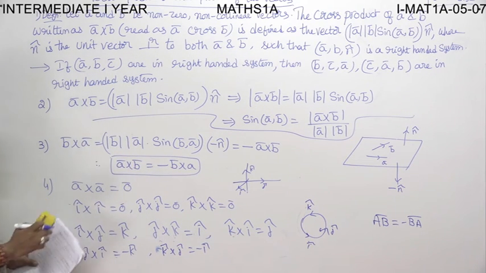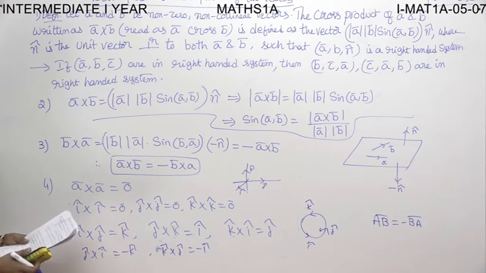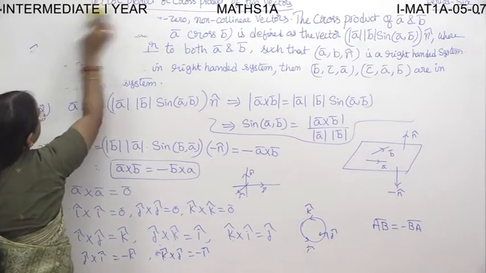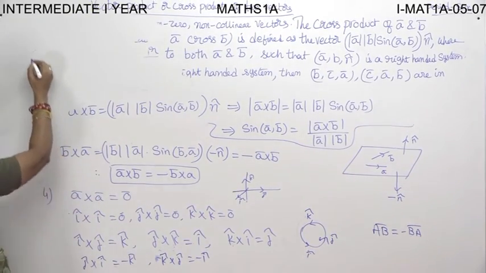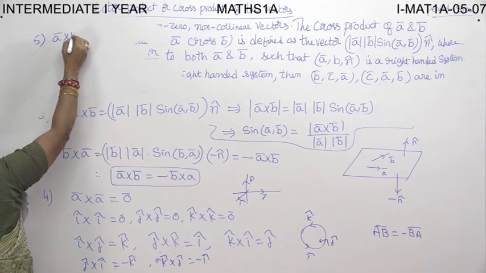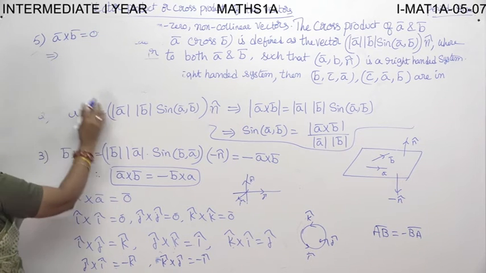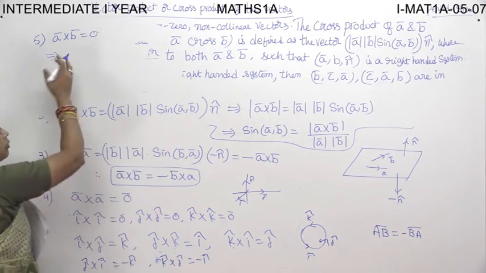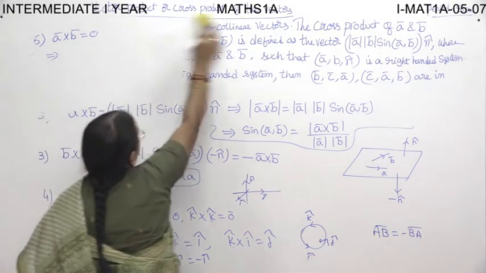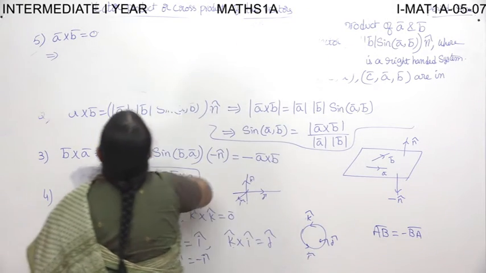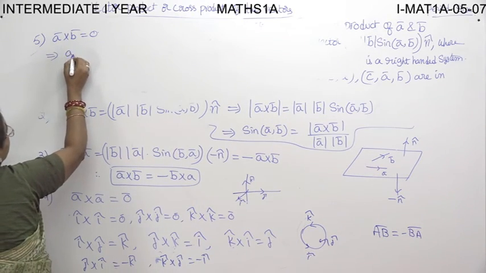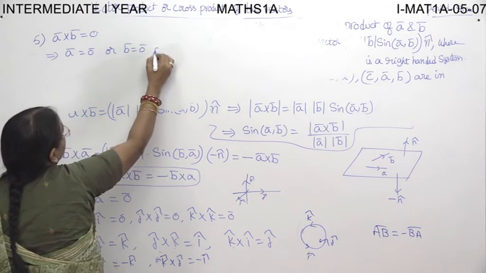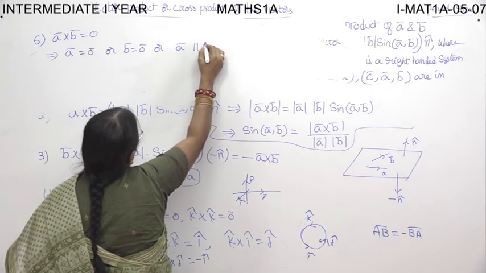So these are some of the properties. Now we'll discuss some more properties. Next, fifth property: suppose that A cross B is equal to 0. Then it implies either A is 0 or B is 0, or sine of the angle between A and B is 0. Suppose A and B are non-zero vectors. Then A is parallel to B, or A and B are collinear. So this implies A is the 0 vector, or B is the 0 vector, or A is parallel to B.